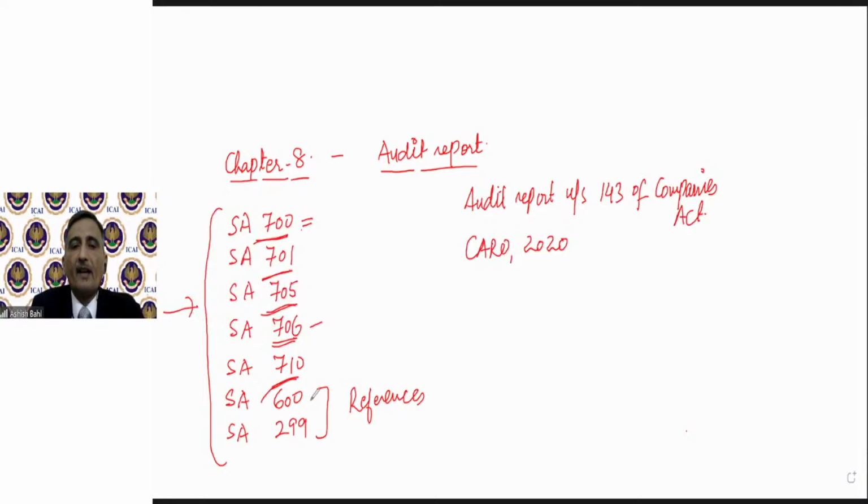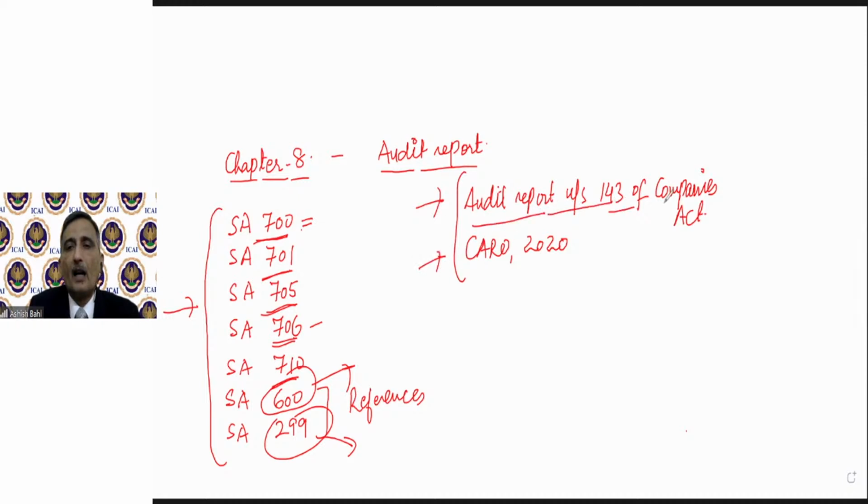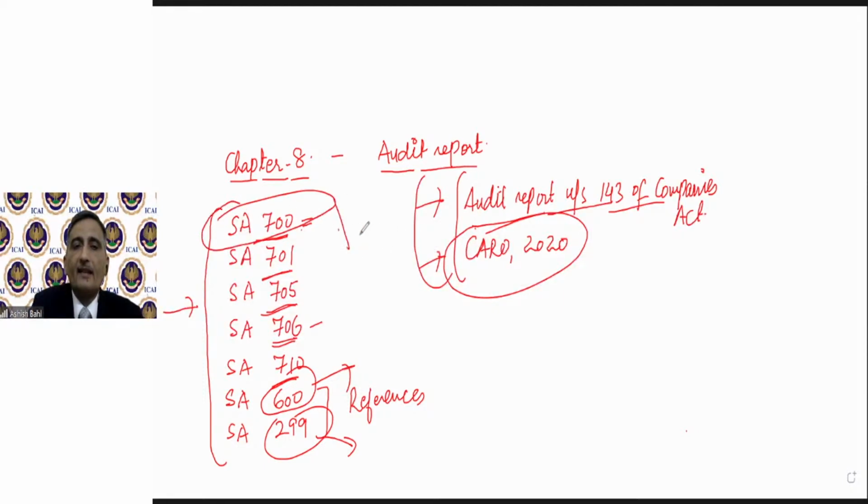And there are also references to SA 600, using the work of another auditor, say when the main company auditor uses the work of branch auditors. And SA 299 deals with the responsibilities of auditors in joint audits. We shall also be going through the statutory requirements in respect of audit report under section 143 of the Companies Act. And we shall also be studying the main requirements of CARO 2020, that is, Companies (Auditor's Report) Order 2020. These things we shall be doing in the end. Today we shall be dealing mainly with SA 700.